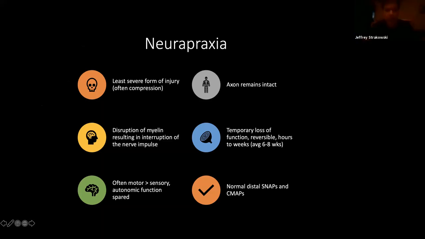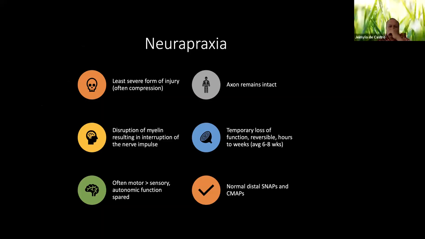Okay, so neurapraxia is the least severe form. I'm getting really distracted by somebody that's not muted, so I'm going to just cut the volume down so I can't hear you.